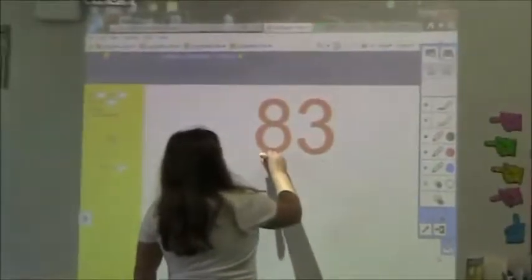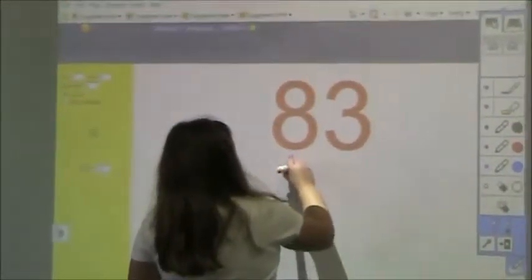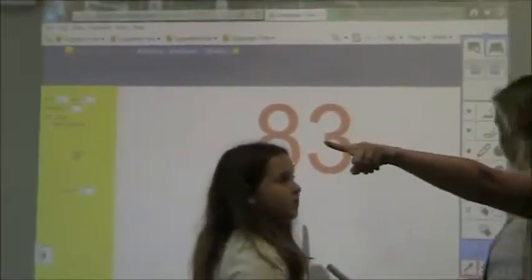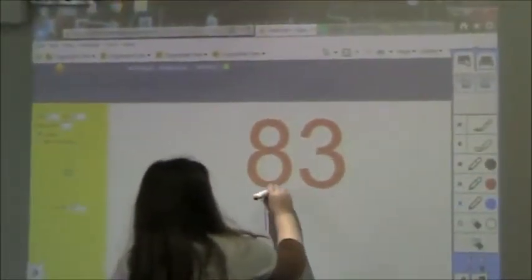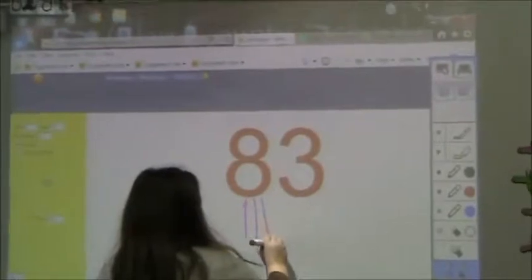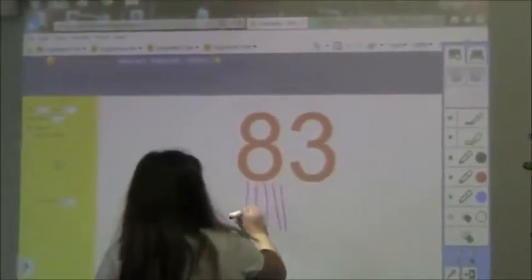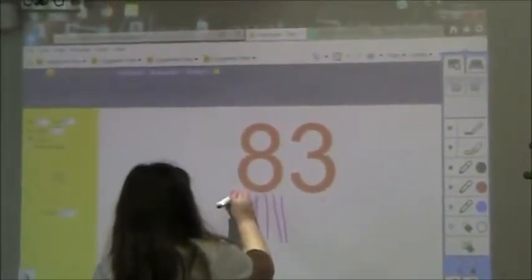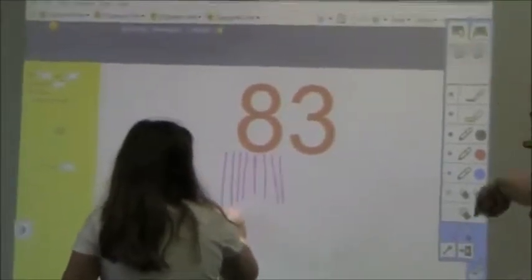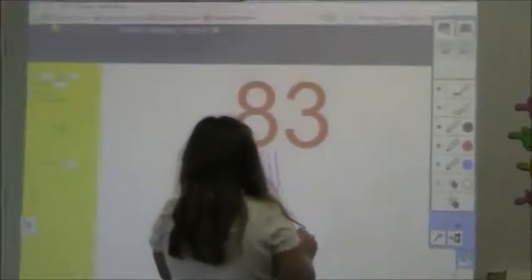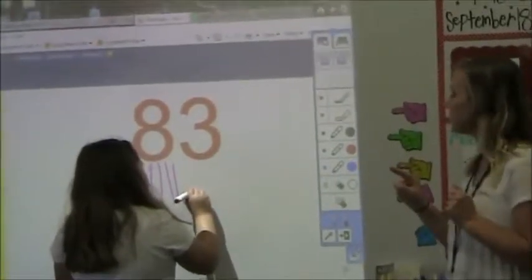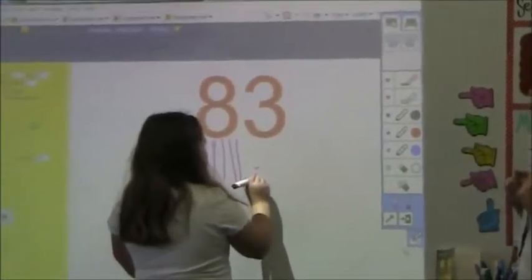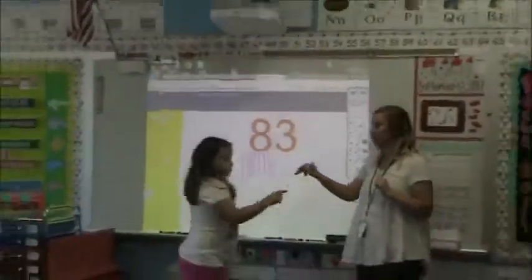Quick draw. We're not going to go over 100. Remember, how many sticks did you have? Check your work with Kaylee's. Check your set and make sure it matches Kaylee's. So she drew 8 sticks and 3 dots. Very good. Good quick write, Kaylee.